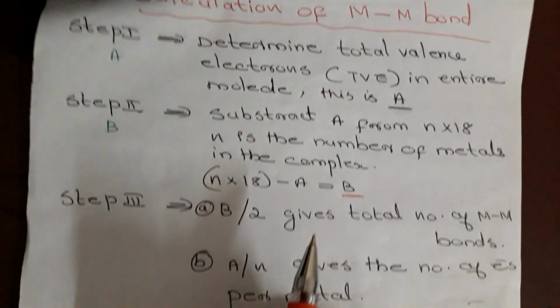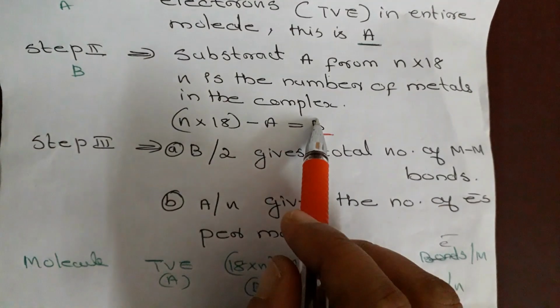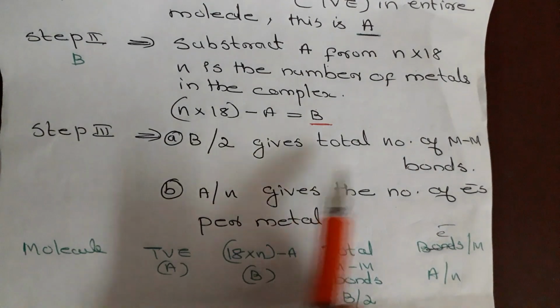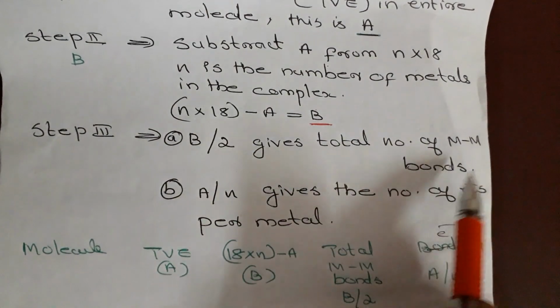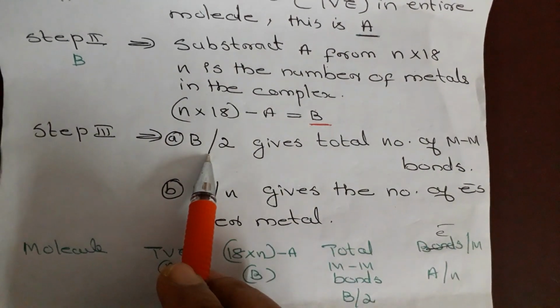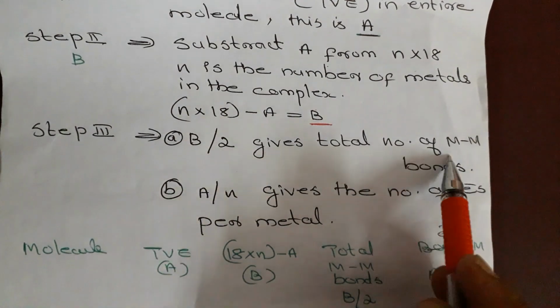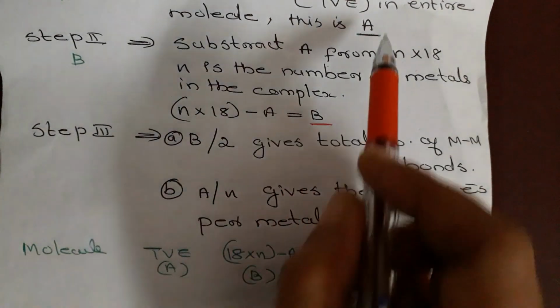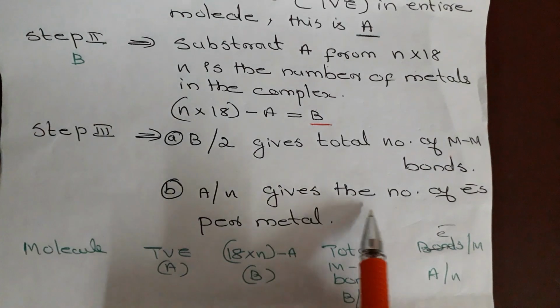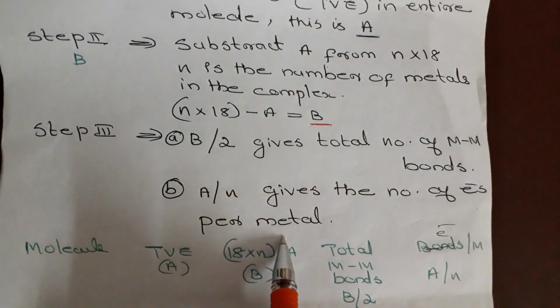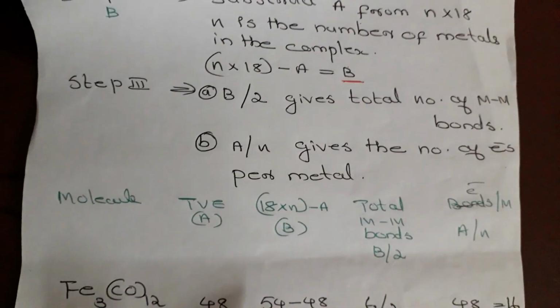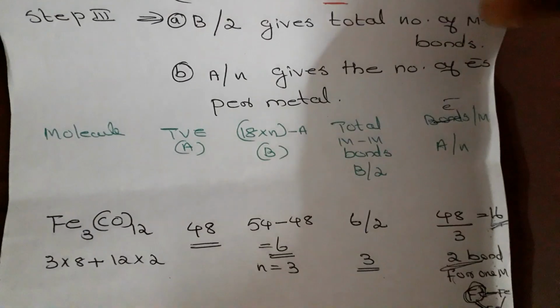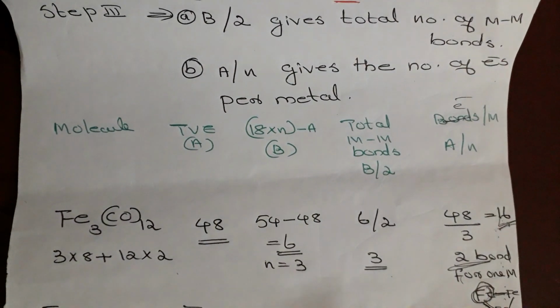Step 3: B by 2. This B by 2 gives the total number of metal-metal bonds. This is our answer. Then A by n gives the number of electrons per metal. You can learn this by doing some examples.